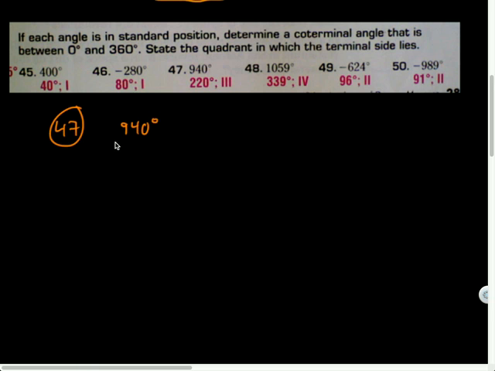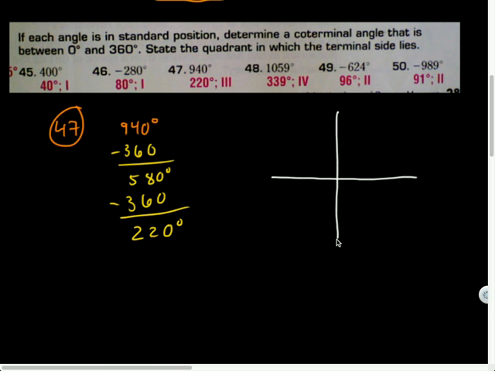All I'm going to do is continually subtract 360 until I land in the right spot. So 940 minus 360, I get 580. So 580 degrees is coterminal. But does that satisfy the condition I want? Let's subtract again. 220. And that appears to be an angle between 0 and 360. So if I wanted to graph this in standard position, my initial side is in line with the positive x-axis.